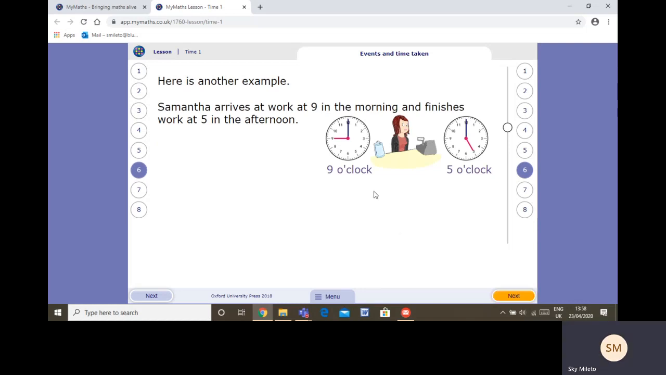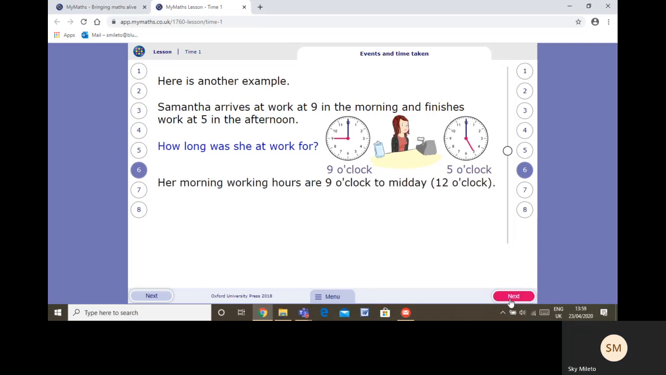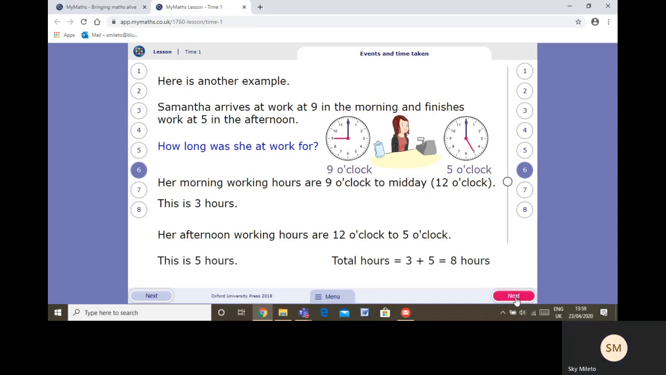So Samantha arrived at work at 9. She finished work at 5. She has been there from 9 to 10, 10 to 11, 11 to 12, 12 to 1, 1 to 2, 2 to 3, 3 to 4, 4 to 5. Oh no, gone too far. 8 hours. If I went from 5 to 6, I would have gone past 5 o'clock. So remember, we have to stop at midday at 12, and then count from 1 to 5, because she works 3 hours in the morning, 9 to midday, and then 5 hours in the afternoon, 12 to 5.